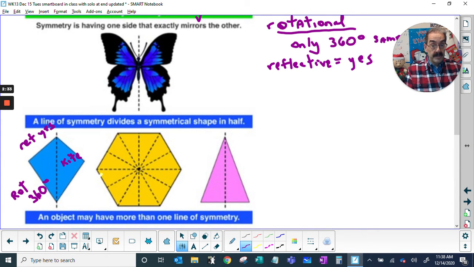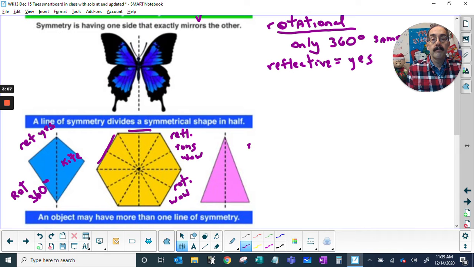But look at this one. Wow. Reflective, tons. We could reflect here, here, here, here, here, here. How about rotational? Tons, right? We could rotate this side to this side, this side to this side, all the way around. Tons of different measurements for rotational.